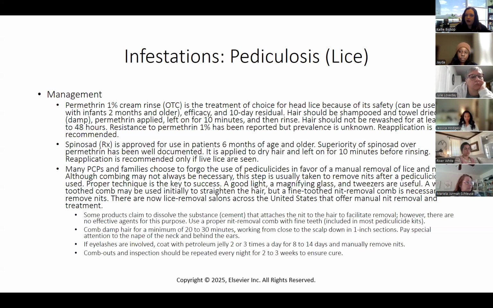Reapplication is recommended. You can also do spinosad. That's prescription strength, and it's for patients 6 months or older. It does generally work better. Insurance can be an issue with this. Most of them are covering it now, but not always. So I just like to tell people you may end up having to pay for it. And if you do and you can't, we can do permethrin. But this one is applied to dry hair and left on for 10 minutes and then rinsed.